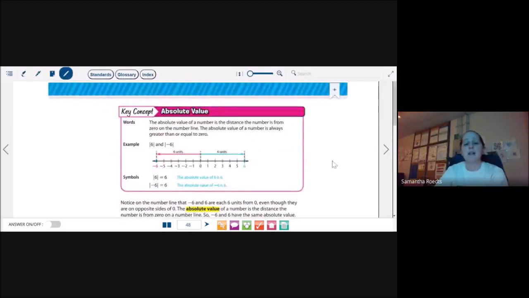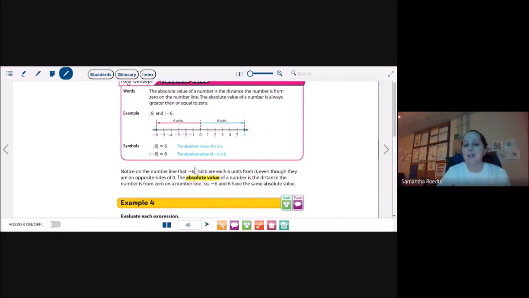All right. So key concept, absolute value. In words, the absolute value of a number is the distance the number is from 0 on the number line. The absolute value of a number is always greater than or equal to 0. So the absolute value of 6 and the absolute value of -6 are both 6 because they're 6 units away from 0. Okay. The absolute value is always positive.